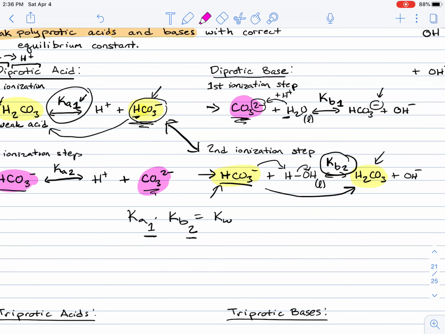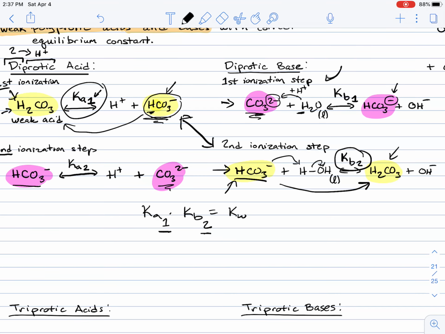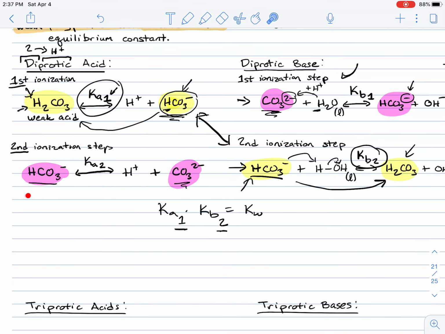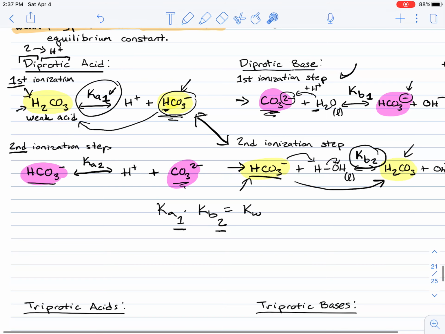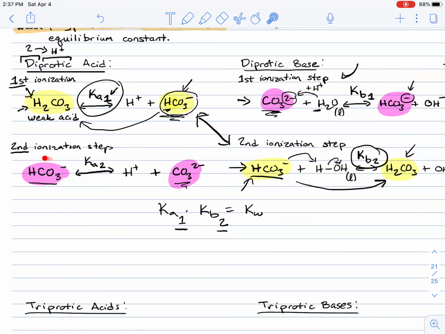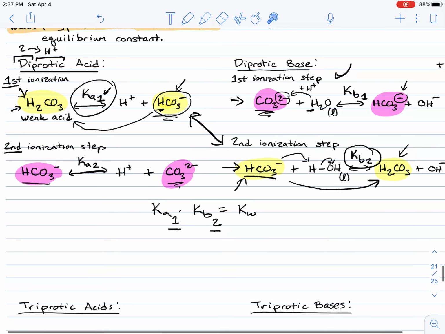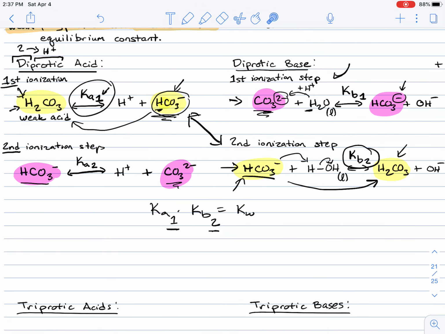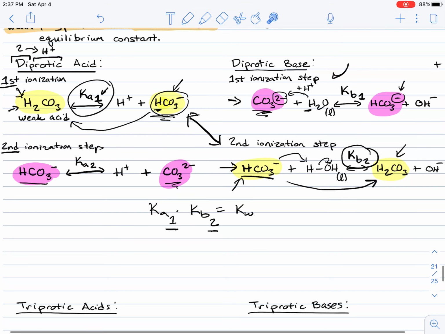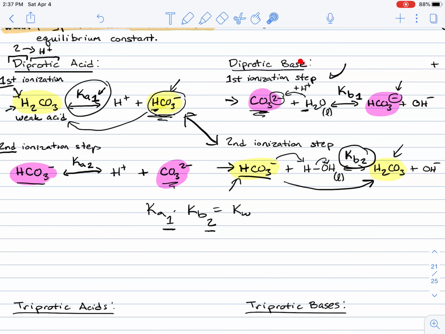And last but not least, the bicarbonate, the HCO3 negative, is found on the right-hand side of the arrow in the first ionization step of the diprotic base, which once again is going to be opposite of where it's found in the second ionization step. So notice here, HCO3 is on the left-hand side of the second ionization step of a diprotic acid, whereas the HCO3 is found on the right-hand side of the arrow for the first ionization step of the diprotic base.